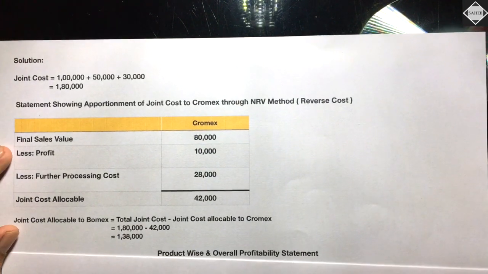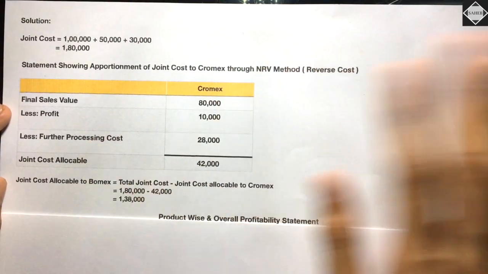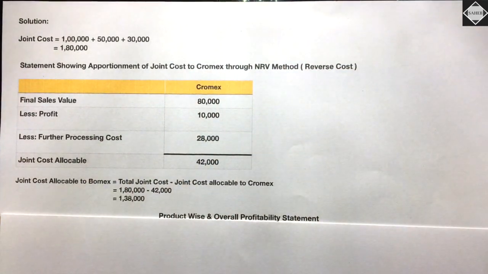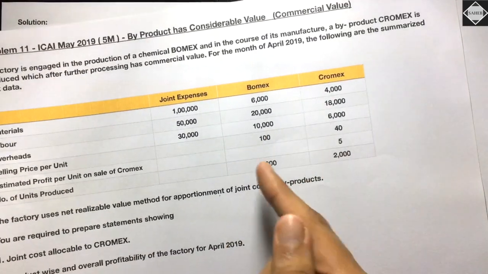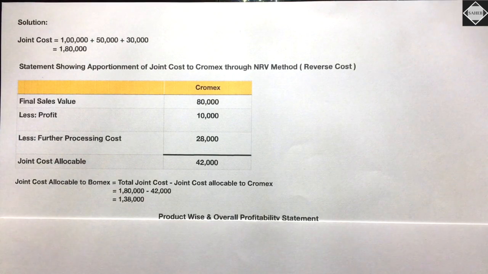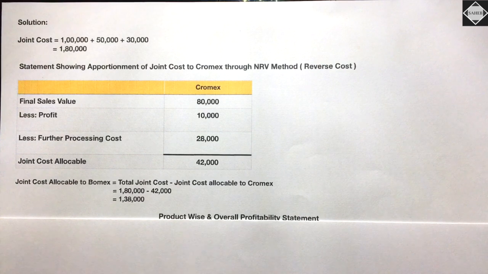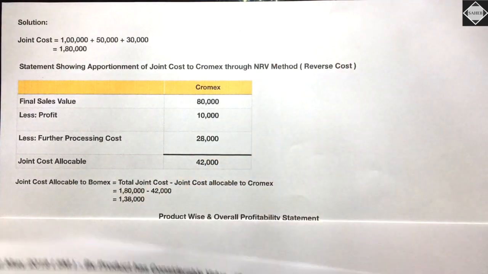As a balancing figure, you have to take out the joint cost for the main product. You will not apply reverse cost on the main product, because you don't have the profit percentage or the profit per unit. So you cannot apply reverse cost on Bomex. It's nil over here. So total joint cost minus joint cost allocable to Chromex, 1,80,000 minus 42,000, is equal to 1,38,000, which is the joint cost allocable to Bomex. Is it clear? Simple. So the first requirement is over.